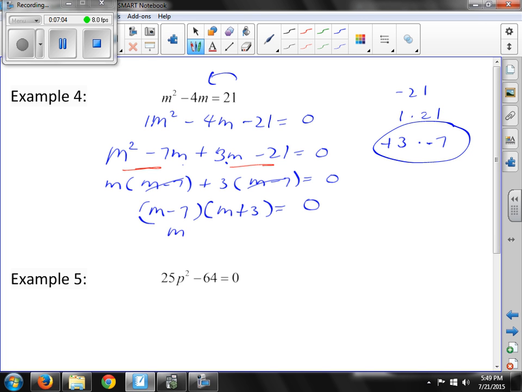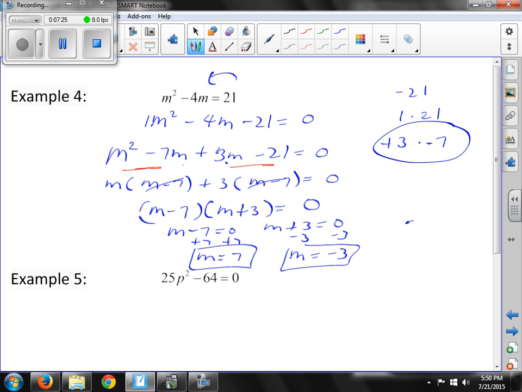So I have m minus 7 equals 0 and m plus 3 equals 0. Adding 7, I'll have m equals 7, and subtracting 3, I'll have m equals negative 3. So I have my two solutions, and you will write them as 7 comma negative 3.